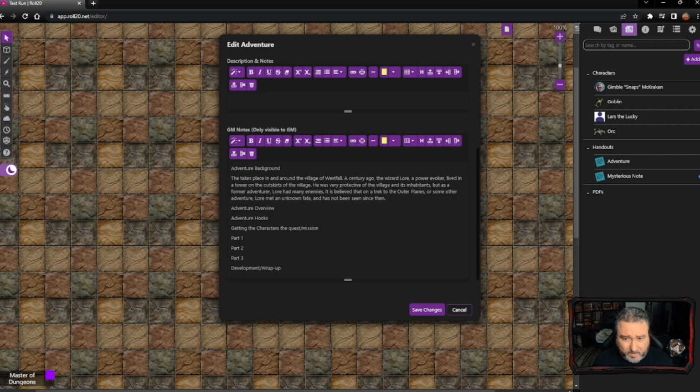Now, keep in mind also, there are plenty of websites on the internet that will give you random generators for adventures, so you can use those as writing prompts. If you're just sitting there and can't come up with any specific ideas, you can click on a random adventure creator, and it will give you lots of different prompts.